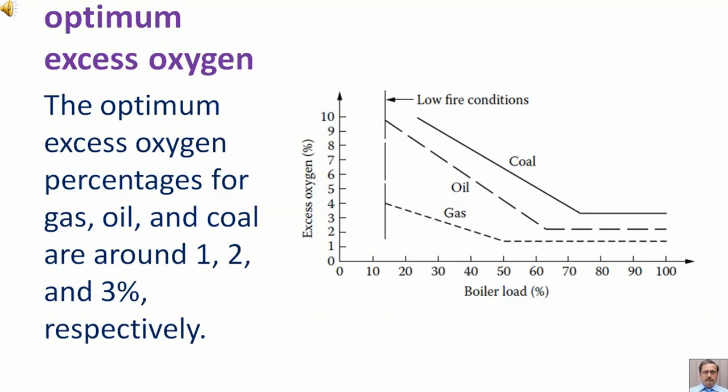The optimum excess oxygen percentages for gas, oil and coal are around 1%, 2% and 3% respectively.